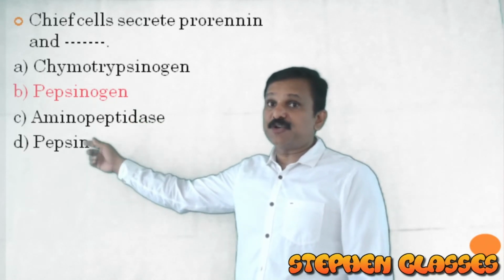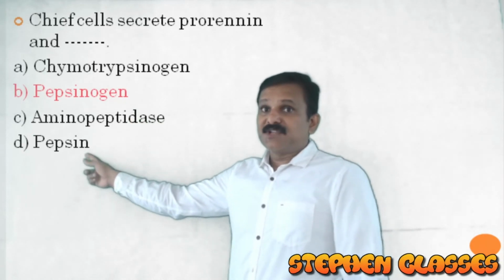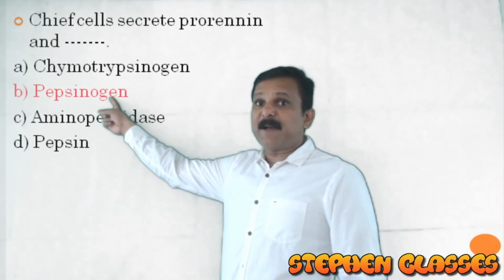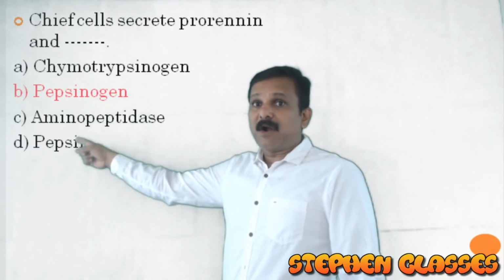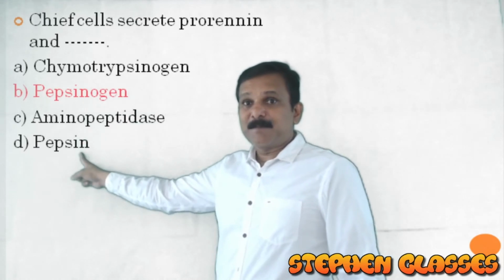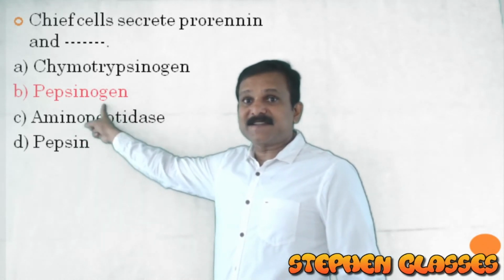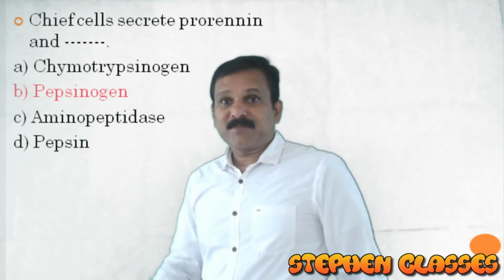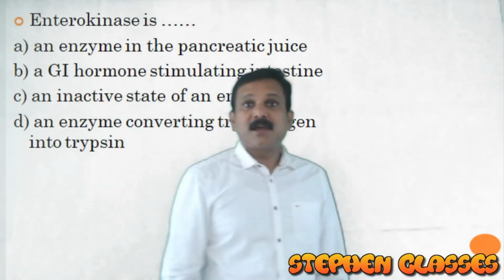Pepsinogen is converted into pepsin. So here, chief cells directly produce only pepsinogen, not pepsin. Only by the action of HCl, pepsinogen will be converted into pepsin. So which is our correct answer? Option B. Now we move to our next question.